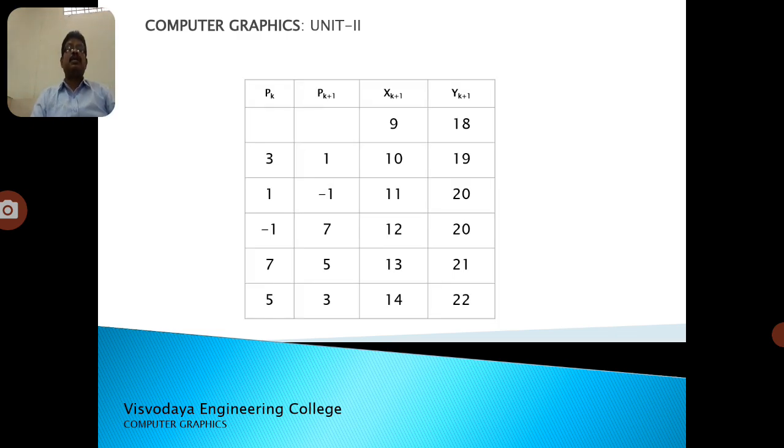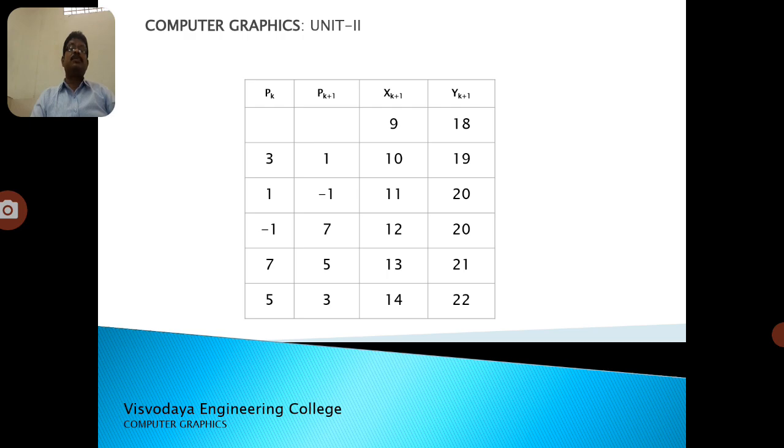calculation of the next decision parameter and the next coordinate. The initial coordinates, you can observe, are 9, 18. Based on that we find the decision parameter pk value, which we already derived, that is 3. At the decision parameter value 3, what is the next parameter? Because pk is greater than 0, we go to the second condition.